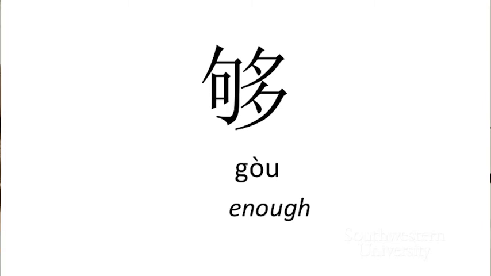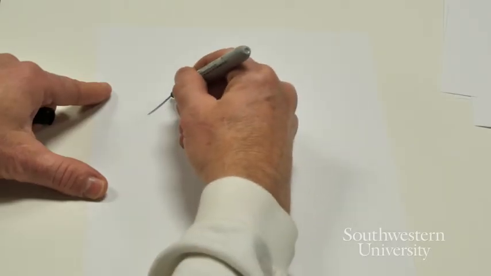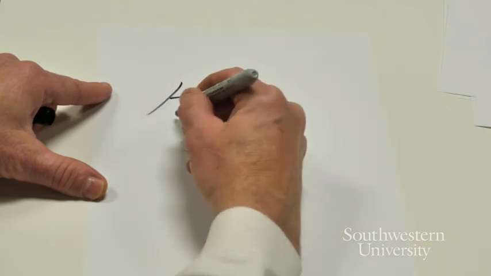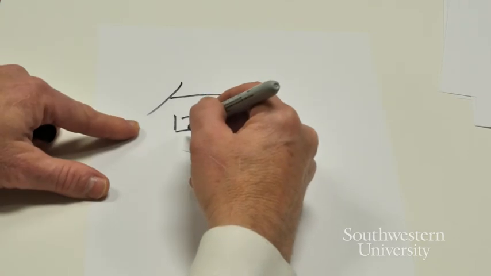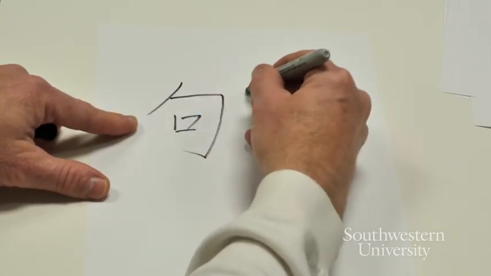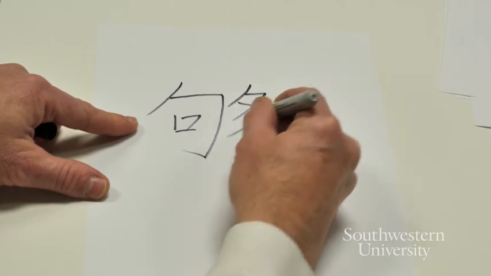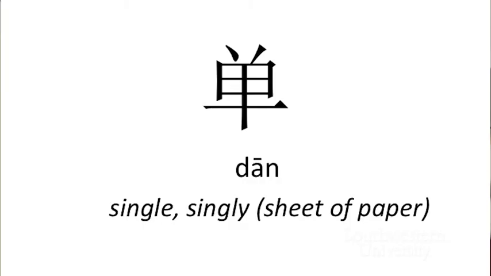On the next character, gou, enough, the phonetic is on the right side, ju. We've seen this as a phonetic in dog, gou. And then the signific is on the right, duo, many, much, enough. Gou. Done.